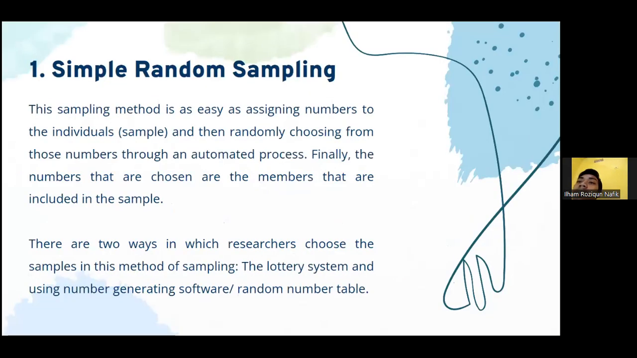Okay, there are some types of probability sampling. The first one is simple random sampling. The sampling method is as easy as assigning numbers to the individuals or samples and then randomly choosing from the numbers through an automated process. Finally, the numbers that are chosen are the members that are included in the sample. There are two ways to choose the samples in this method of sampling. The first one is the lottery system, and the next is the random number table.